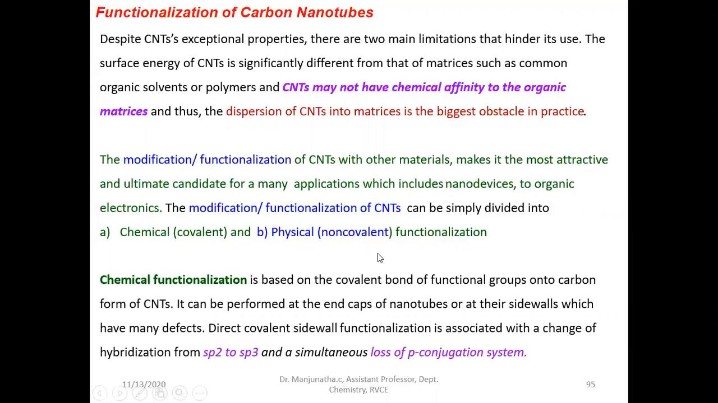So we know that CNT, carbon nanotube, is made up of only carbon. I'm not talking about doped CNT. I'm talking about pure CNT, in which carbon atoms are sp2 hybridized.